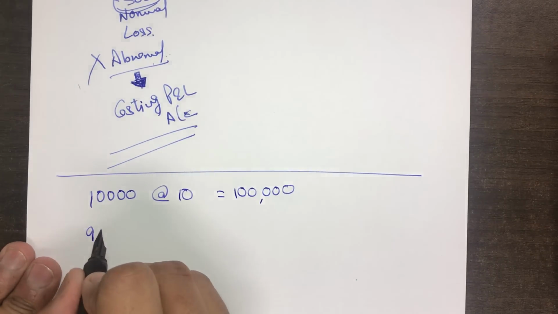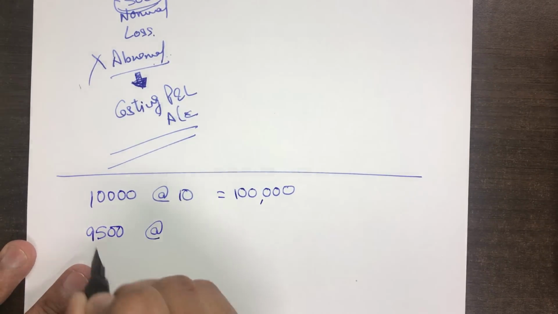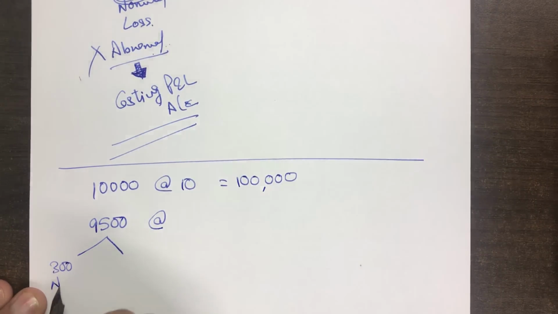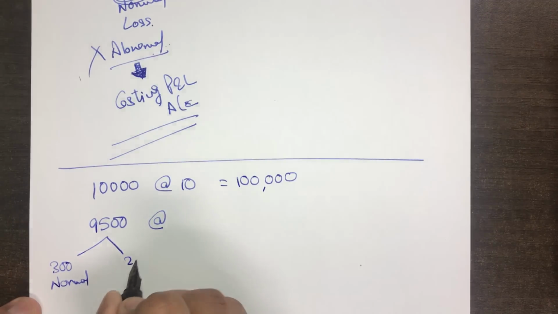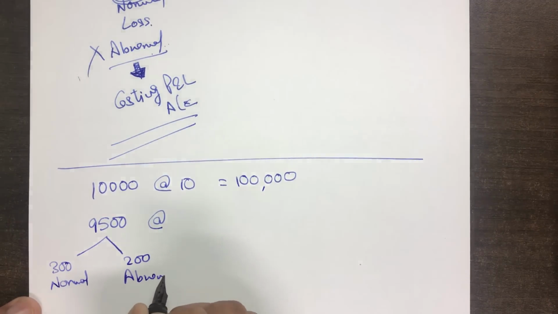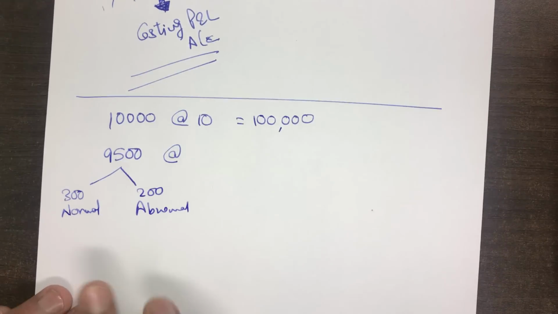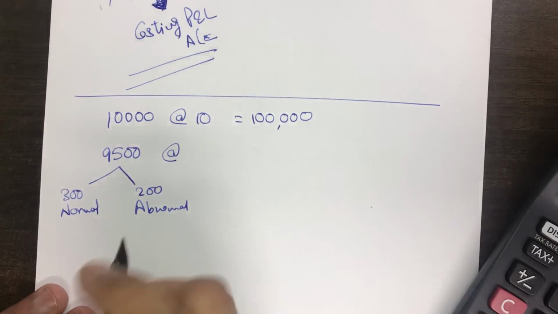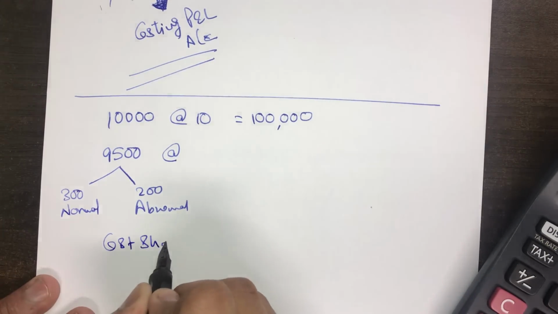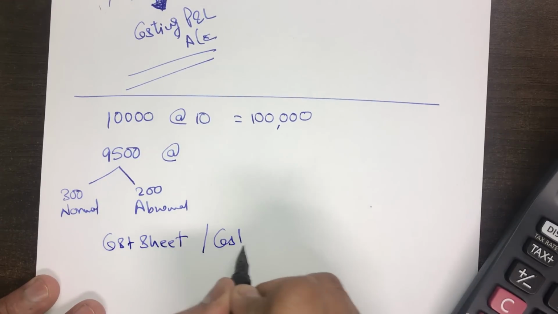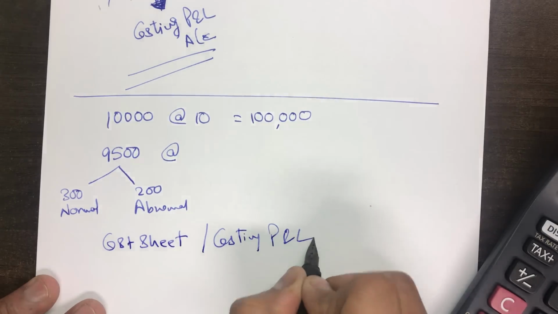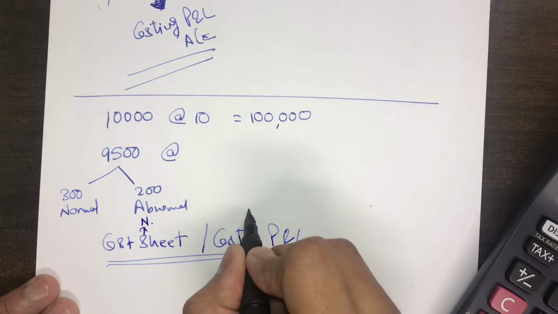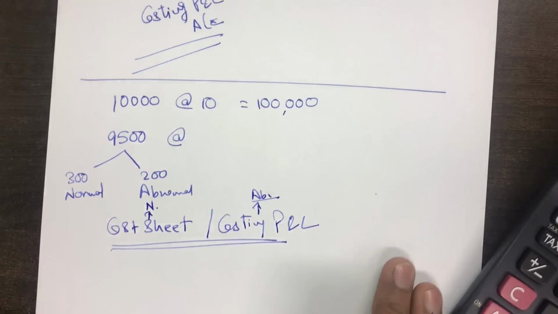Suppose 9,500 units are received at the factory. Of the 500 lost, 300 was the normal loss, 200 was the abnormal loss. Suppose there is a split between normal loss and abnormal loss. So what should we have done? What should be taken to the cost sheet first of all? And what should be taken to the costing P&L account? So please let us know what is the difference. Cost sheet will have only normal, costing P&L account will have the abnormal portion. So this is the difference.